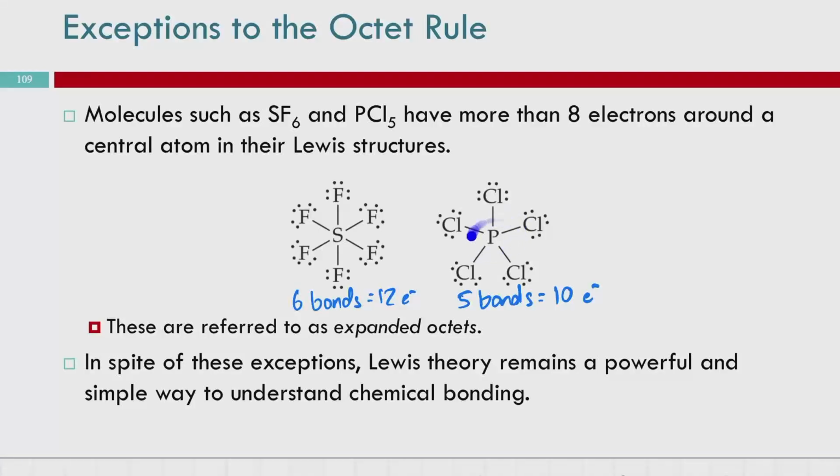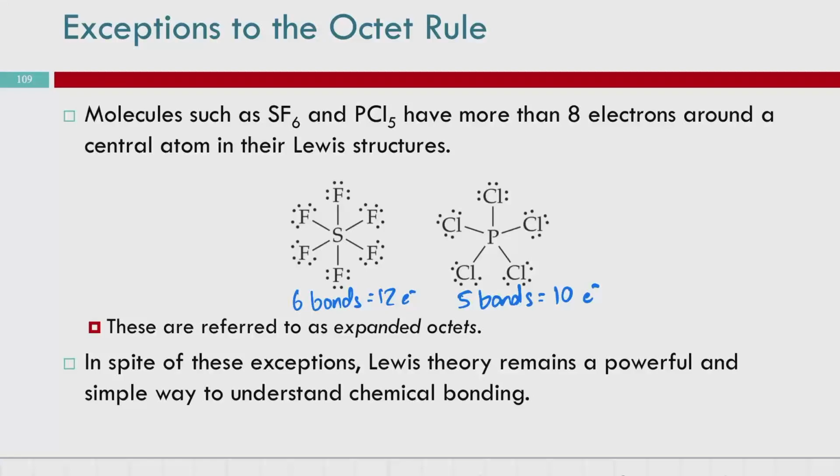There is an explanation for why we can do expanded octets for those, and it's essentially just they're bigger. Sulfur and phosphorus both show up in our what row on the periodic table? This row, right? The third row. What orbitals show up for the first time in n equals 3? D's? The d orbitals, right, show up for the first time in n equals 3.